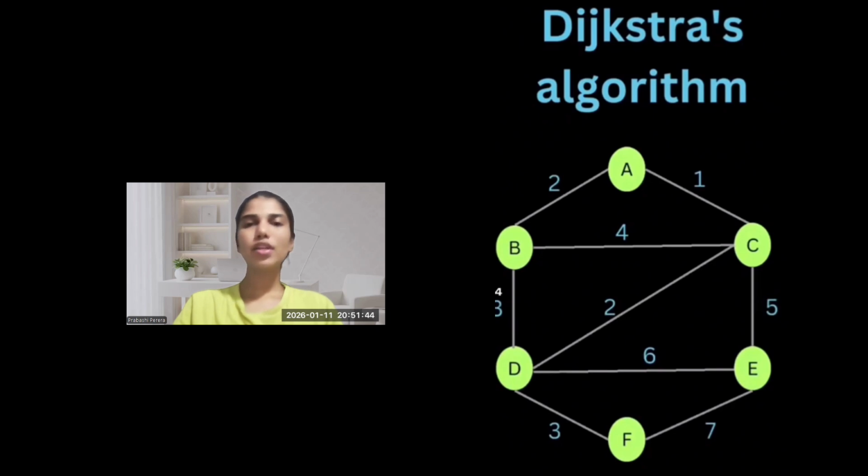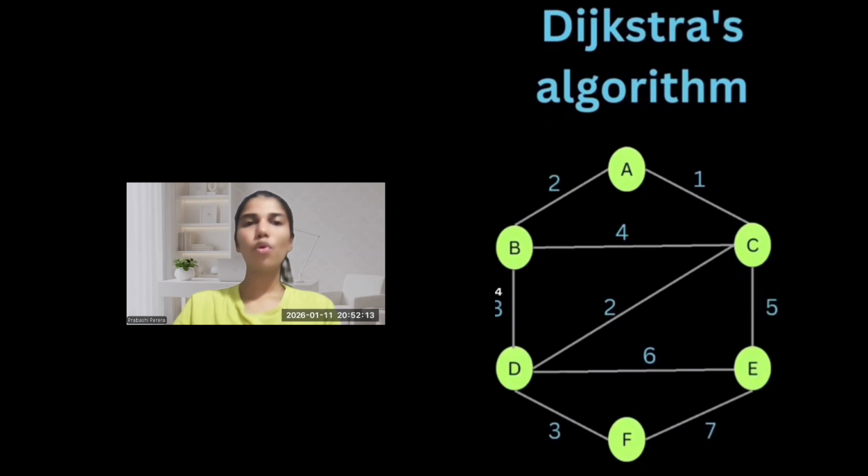Among the unvisited nodes, C has the smallest distance, which is 1. So we move to node C. From C, going to D costs 1 plus 2, 3, and going to E costs 1 plus 5, 6. So we update, D becomes 3 and E becomes 6. Now C is marked as visited.